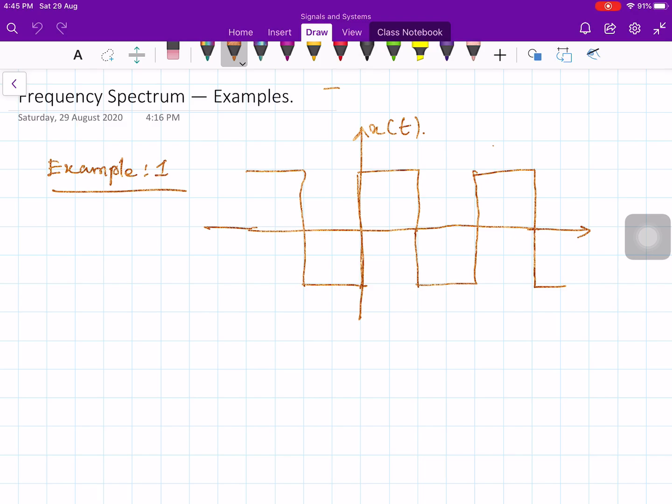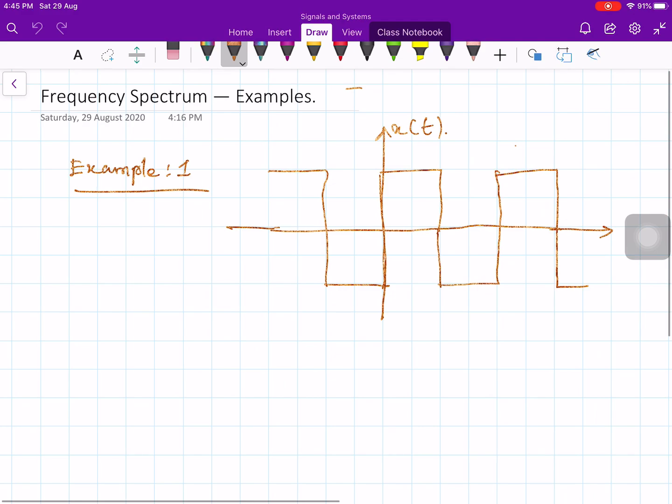Okay, so in the last lecture we have discussed the frequency spectrum of Fourier series, and in this lecture let us consider a few examples related to the frequency spectrum of complex exponential Fourier series.